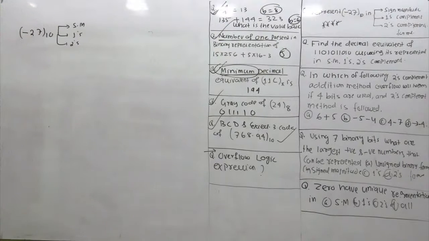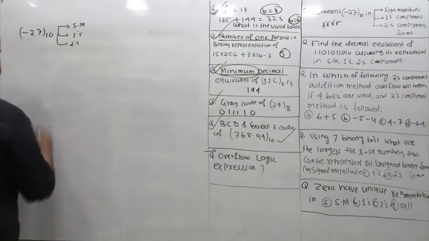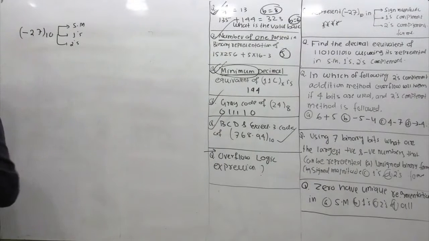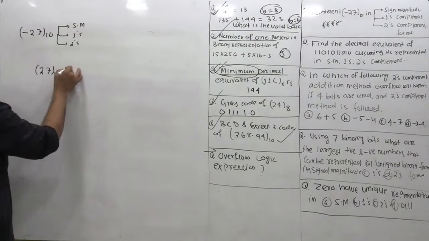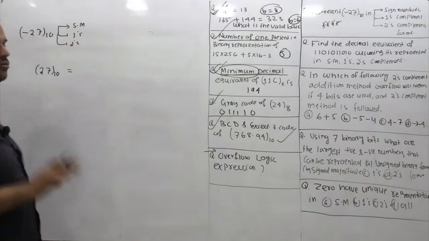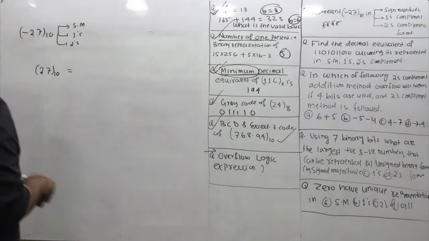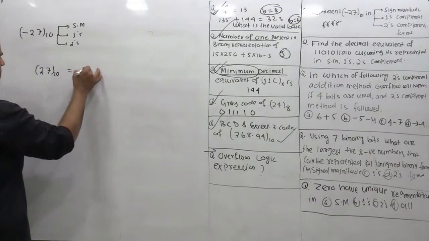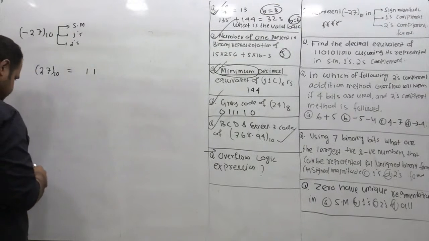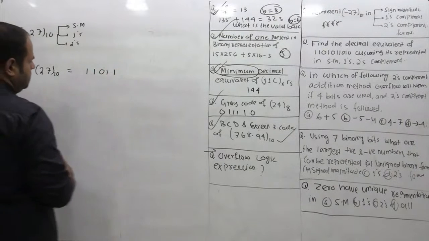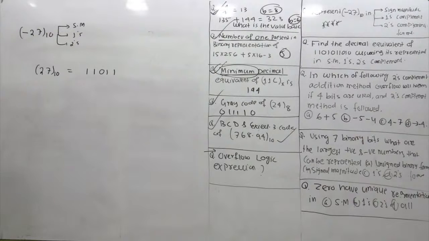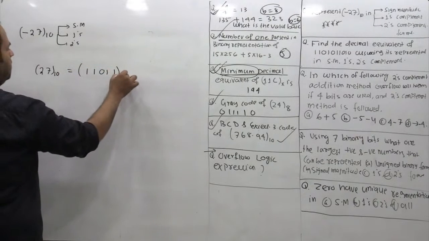What is minus 27 in sign magnitude, 1s and 2s complement forms? See, the logic to answer such a question is, first you write what is the normal binary equivalent of 27. Just ignore this negative sign now. What is the normal binary equivalent of this 27? So 16 plus 8, 4, then 3. So it will be 1, 1, right? So this is the corresponding normal binary form of 27.